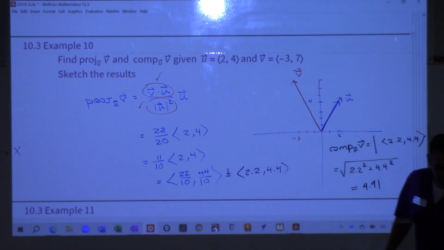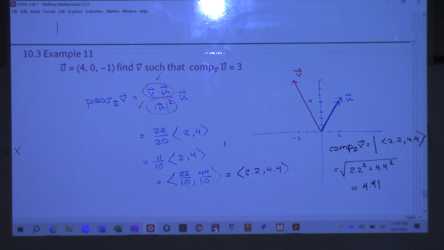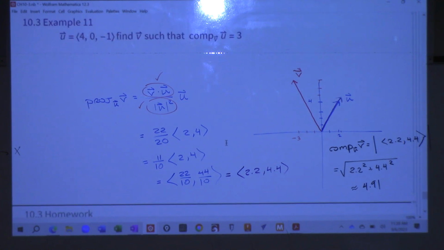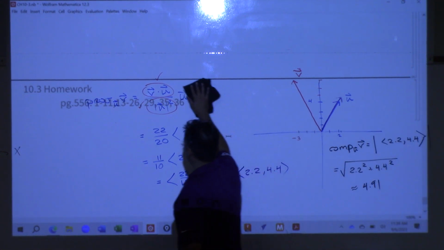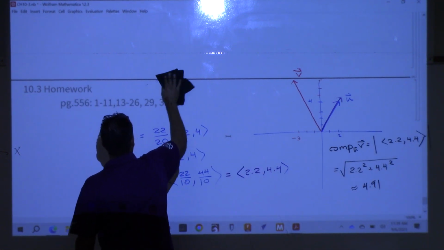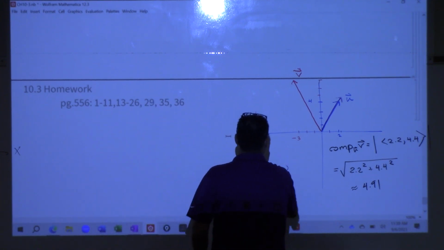Okay, that's it for 10.3. Dot product. We're moving on to 10.4.